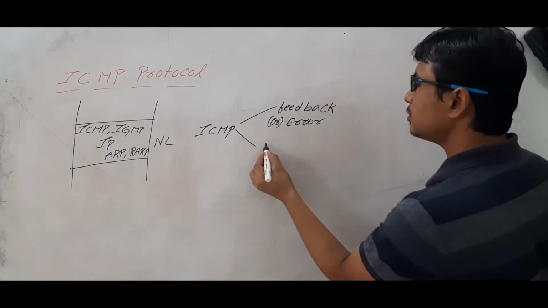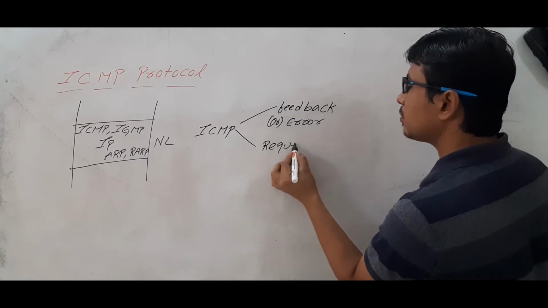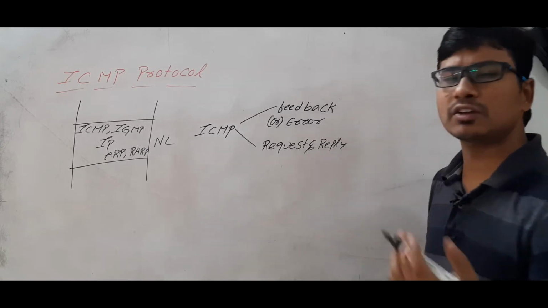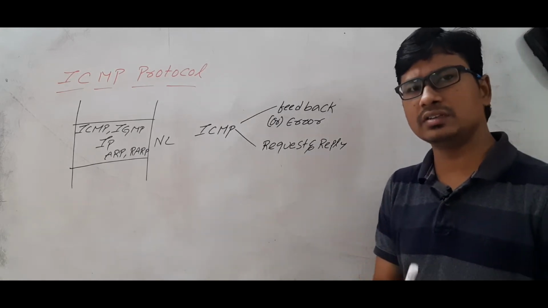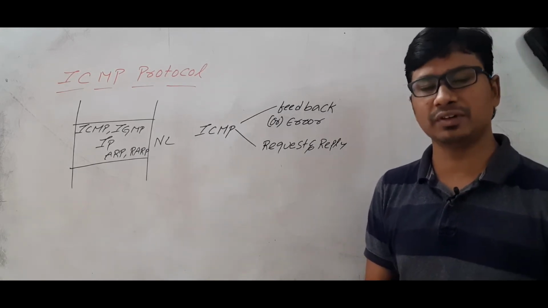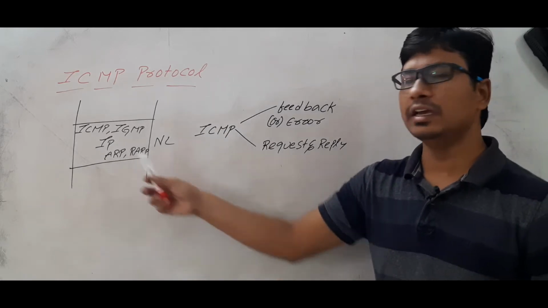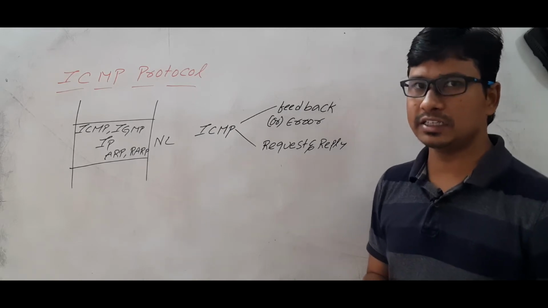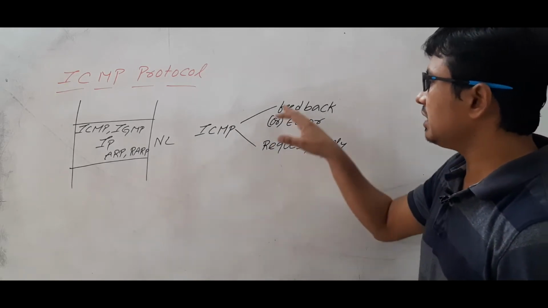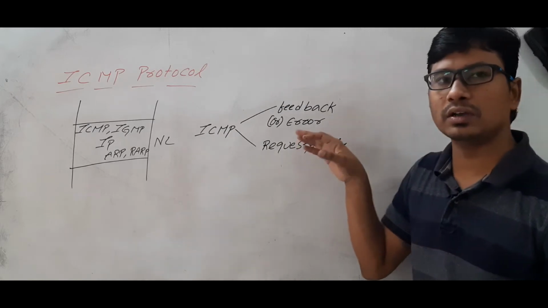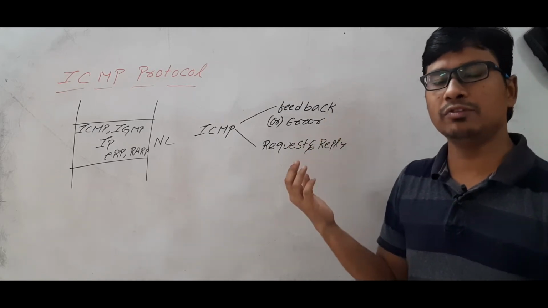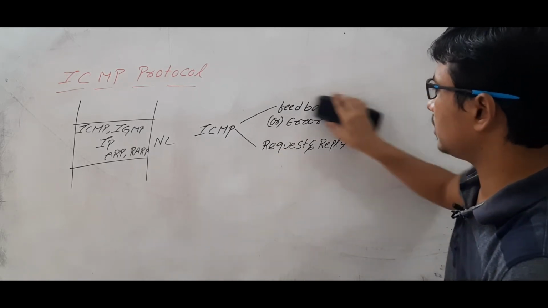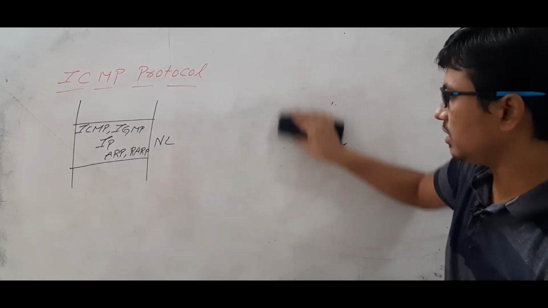And it can also be used for ICMP request and reply. The meaning is that the source can request something and the routers or destination can provide the reply for it. Are you able to understand? Similarly, like ARP request and ARP reply, we have ICMP request and ICMP reply. So we will discuss feedback, what the feedback problems are and how they will be solved. In the next video, I will discuss request and reply, how ICMP can be used for request and reply.